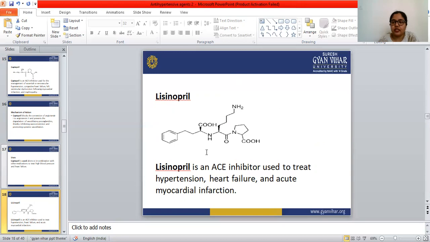Lisinopril is again an ACE inhibitor. Captopril and lisinopril both are ACE inhibitors that are used to treat hypertension, heart failure, and acute myocardial infarction.